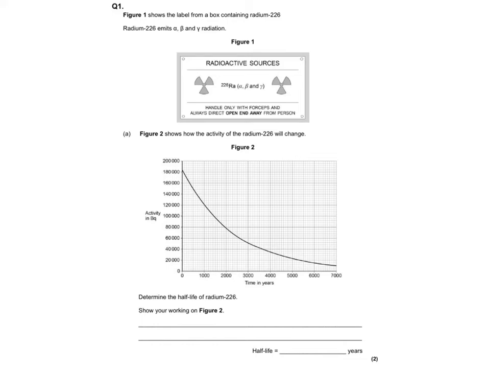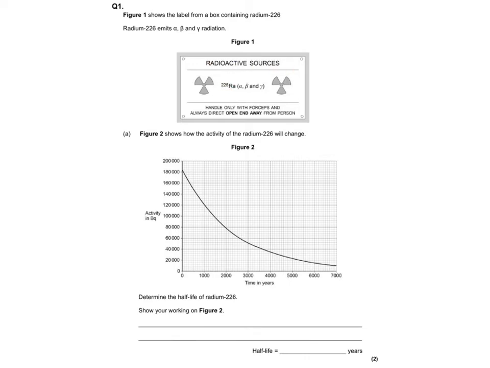In this video, I'm just going to talk you through the atomic structure marked task 2. So question 1 says, Figure 1 shows a label from a box containing radium-226. Radium-226 emits alpha, beta and gamma radiation. And you've got the source here. This is the radioactive source, this is the label.